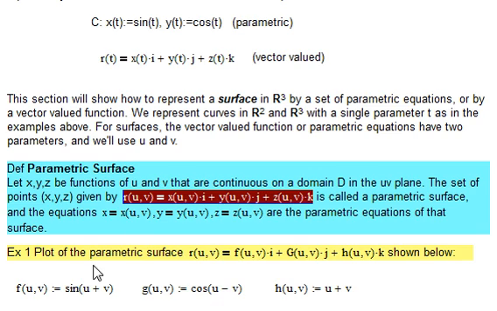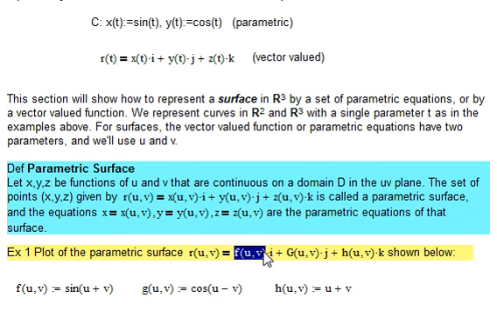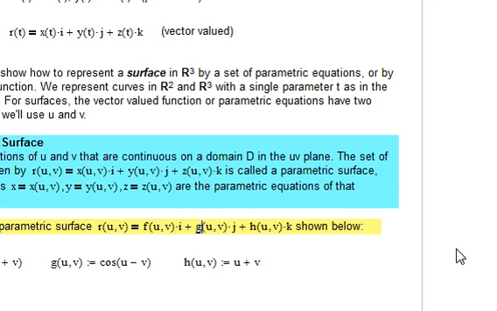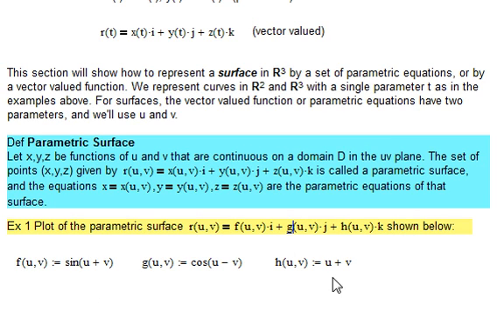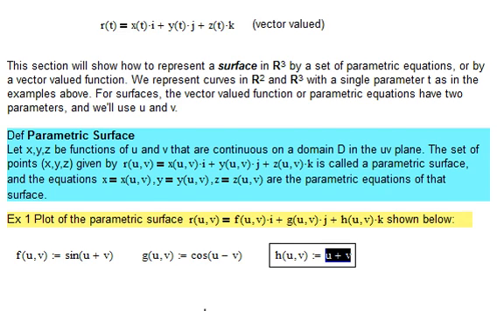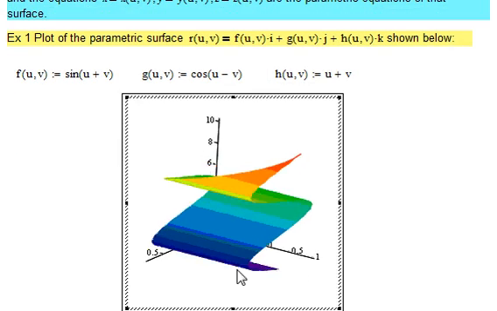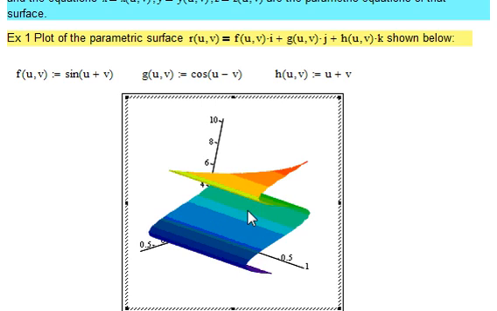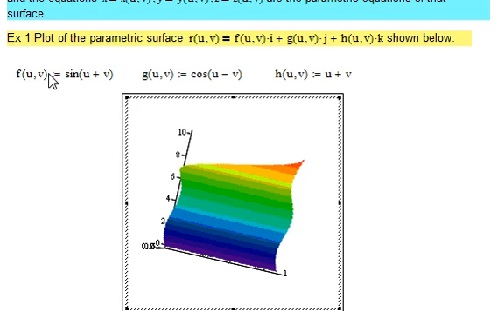The plot of the parametric surface r of u,v equals f of u,v i plus g of u,v j plus h of u,v k is shown below, and here's our f, g, and h. I'm saying that f of u,v is sine of u plus v, g of u,v is cosine of u minus v, and h of u,v is u plus v. So what does this thing look like? And the answer is, it's weird. This is the parametric surface described by these parametric equations.